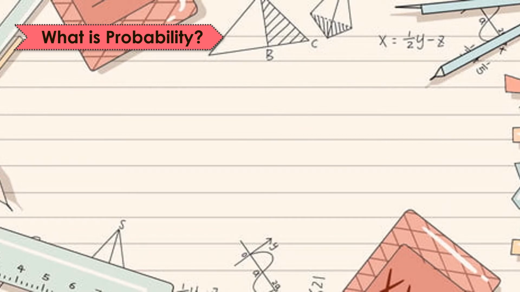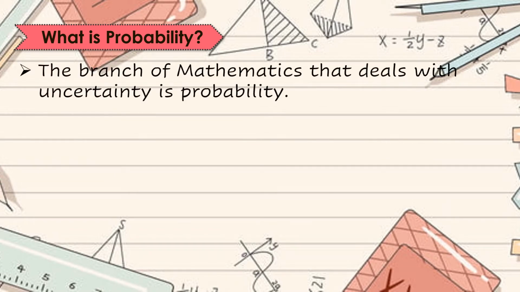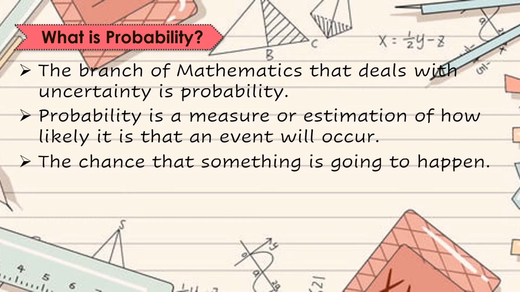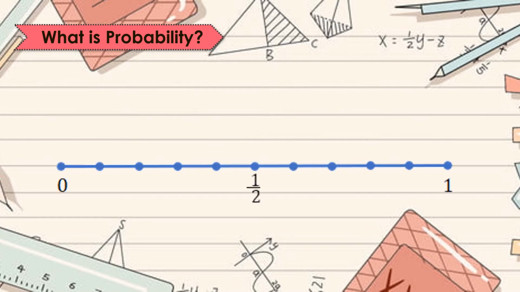Let's start with probability. Probability is a branch of mathematics that deals with the uncertainty. Probability is a measure or estimation of how likely it is that an event will occur. And probability is the chance that something is going to happen. This is the probability line. So probability goes from 0 to 1.